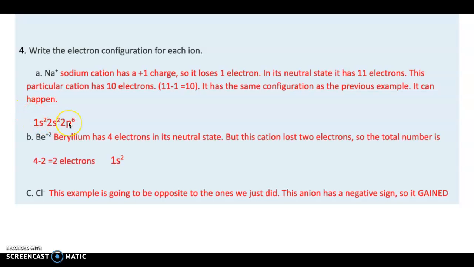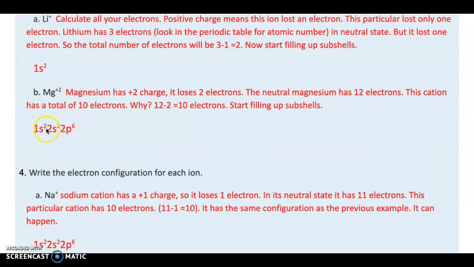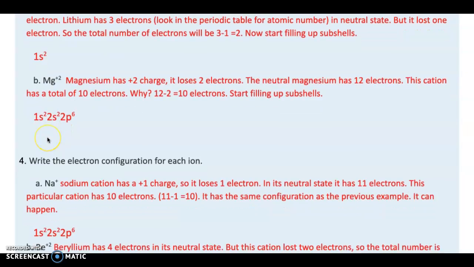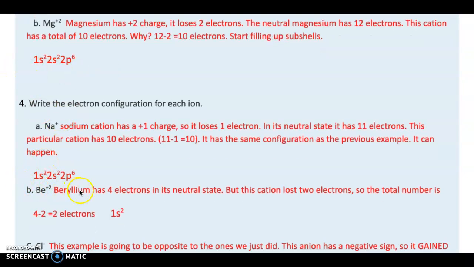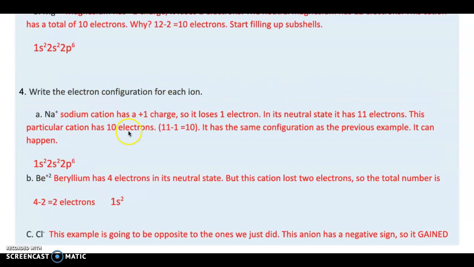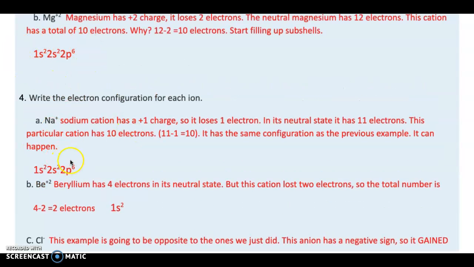So, 10 is the same as we had in a previous one. It happens when different metals lose their electrons. They might have a similar or identical electron configurations. So you can see that this will be absolutely identical. 2 electrons plus 2 electrons plus 6 is 10.